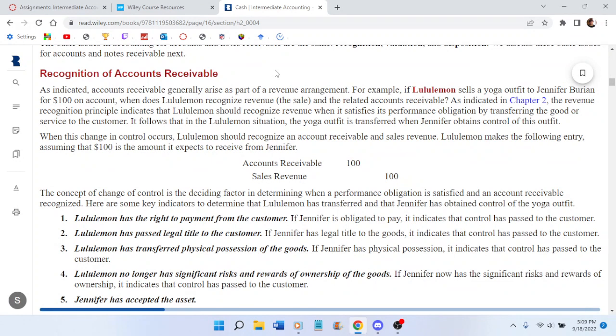Lululemon. Is that how you pronounce it? I see the word lemon and I just think Lulu and lemon, so that's how I say that, but I have no idea if that's how it's pronounced.